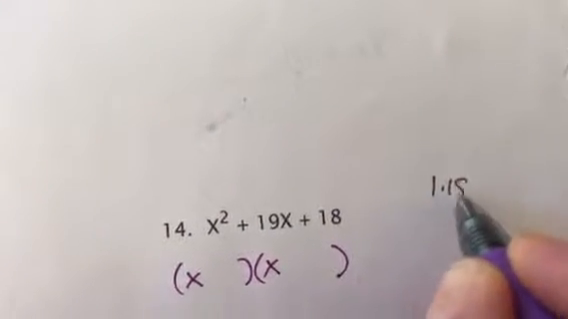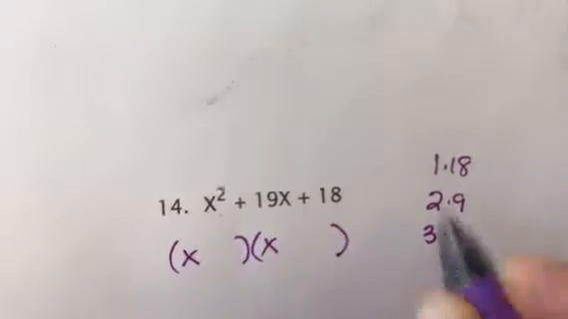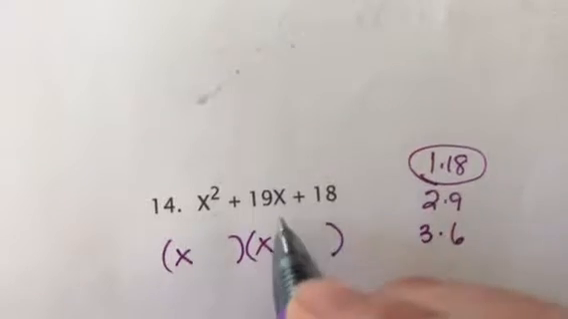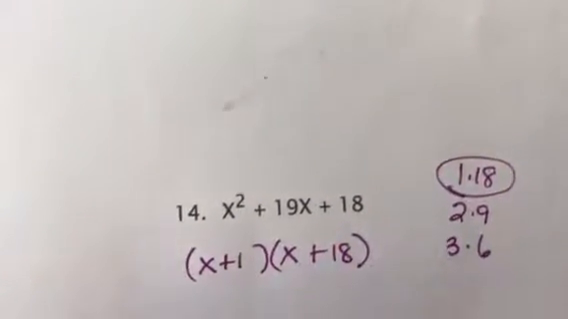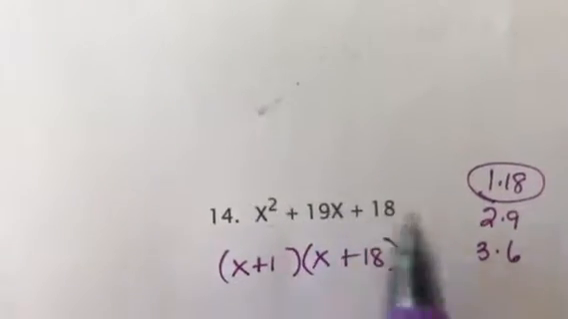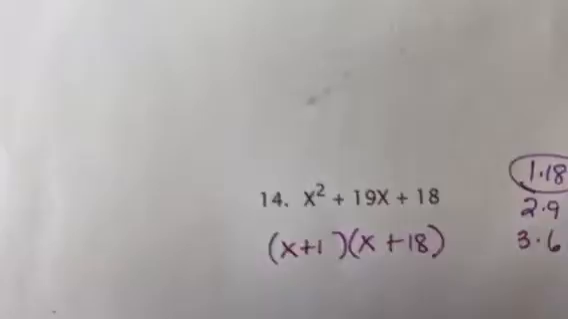And again, you don't need to write this out, but here are your factors of 18. Okay? Notice this is the only one that adds up to 19. So it's going to be a positive 1 and a positive 18, and that's it. You can see if you factored all that out, you get exactly what you started with right there.